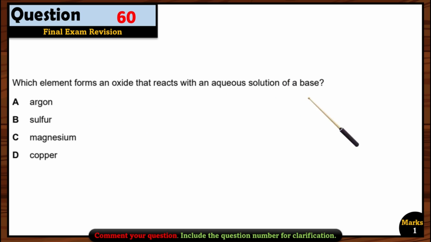So for base, it means it should be acidic in nature. And we have only one acidic oxide here that is made up of sulfur. So option B is correct.